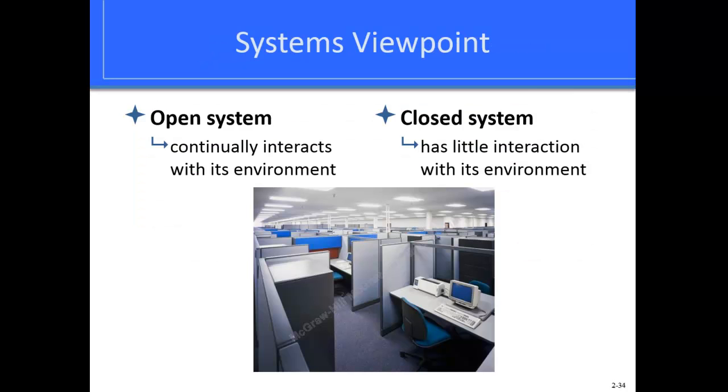We have two different types of systems: open systems and closed systems. An open system continuously interacts with its environment, and nearly all systems are open systems. A closed system has little interaction with its environment. That is, it receives very little feedback from the environment. Any organization that ignores feedback from the environment definitely risks failure.